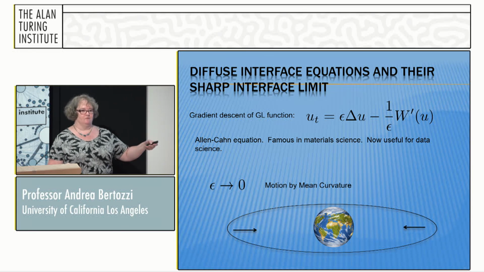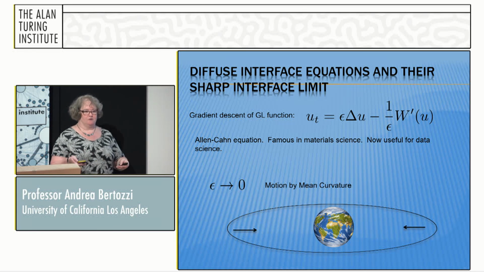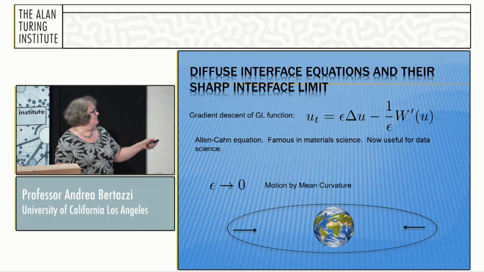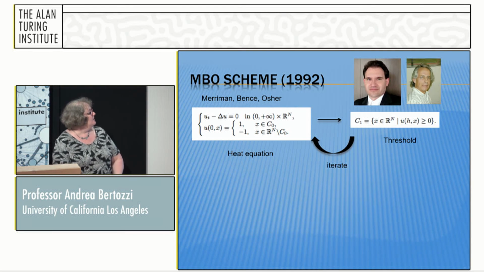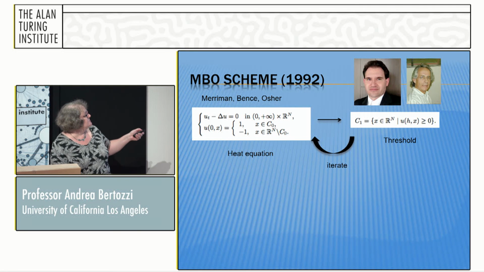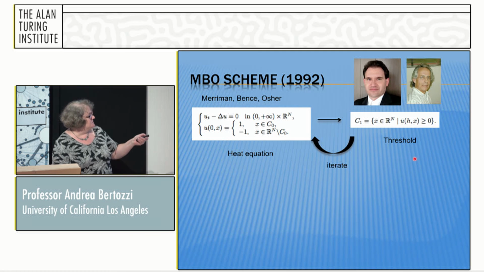If you're closer to one value, make it that value. If you're closer to the other value, make it that one. That's called thresholding. So they had this brilliant idea that they could do motion by mean curvature by alternating between the heat equation dynamic and thresholding. And in fact, it does work, and you can prove that. And so that's called the MBO scheme for motion by mean curvature, where you alternate between a short time solution of the heat equation to give you a blurry answer, and you take the blurry answer and then you threshold it to get a jump discontinuity.